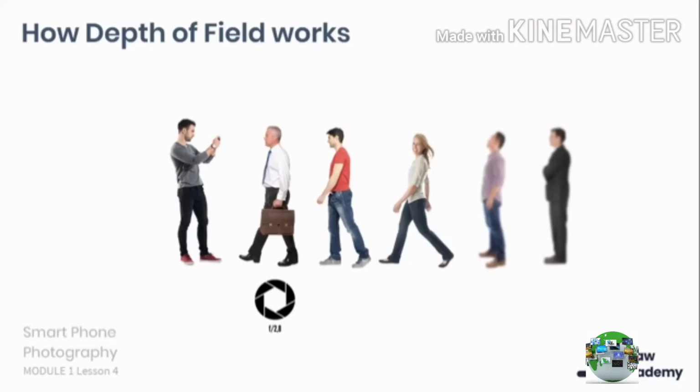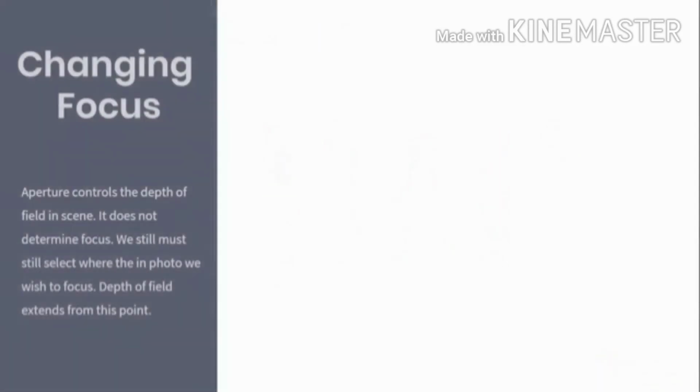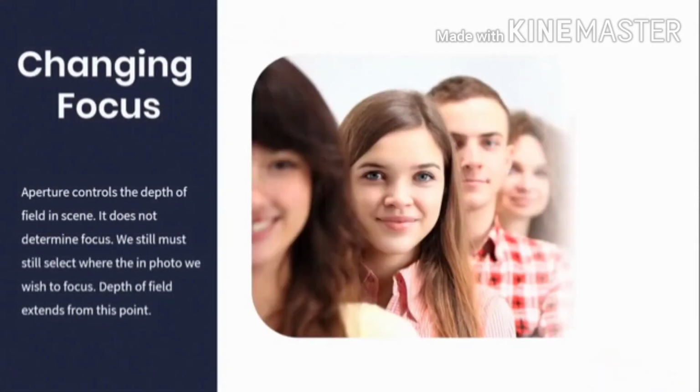So to get everybody into focus, the photographer needs to take a step back. And that will increase that depth of field effect, that depth of field area. We're still focusing on the gentleman here in the front, but then we're able to get those other people in the background nice and sharp. Now there are other ways as well. So depth of field would extend around the person or the object that we're focusing on.